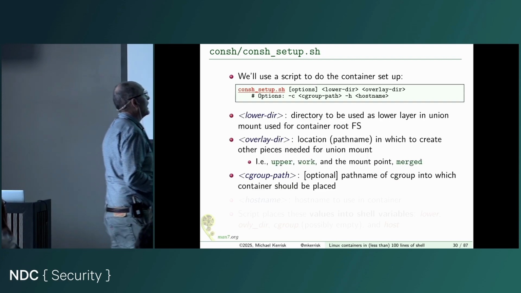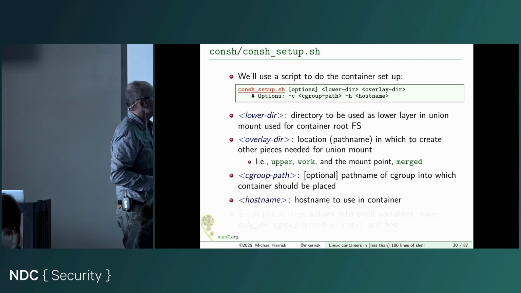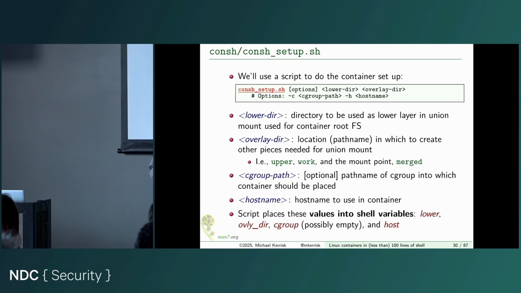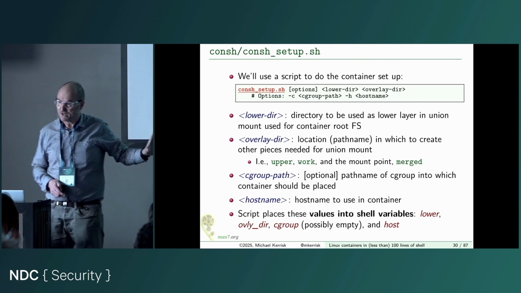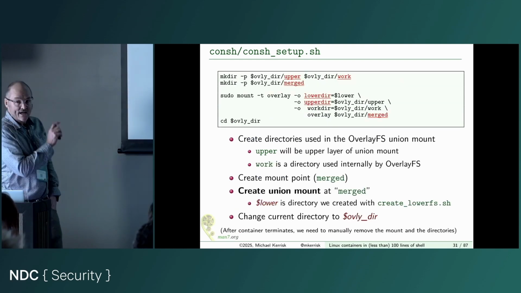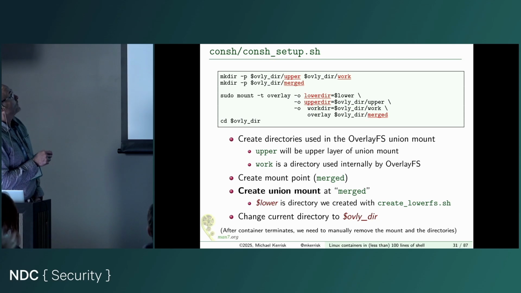I'm going to skip over some details and just say my script sticks those various pieces into some suitably named variables: lower, overlay dir, Cgroup, host. Just assume that was done. I'm not going to show you that. That's mechanical. Okay. So, having got those variables, what am I doing?